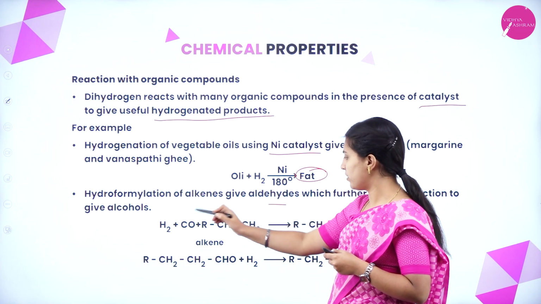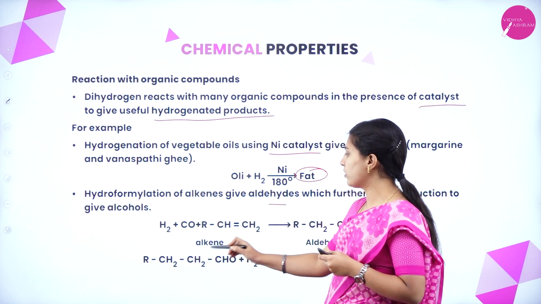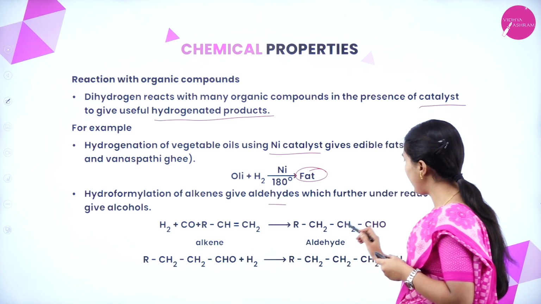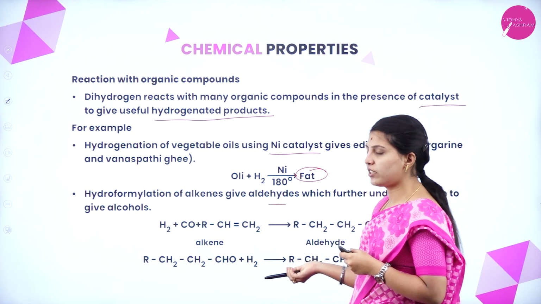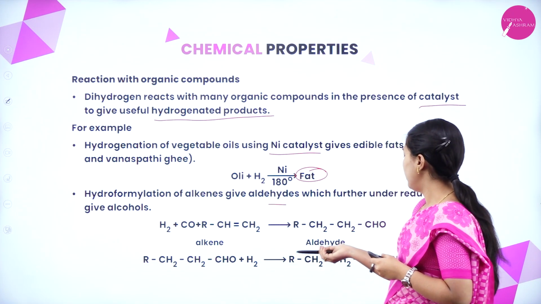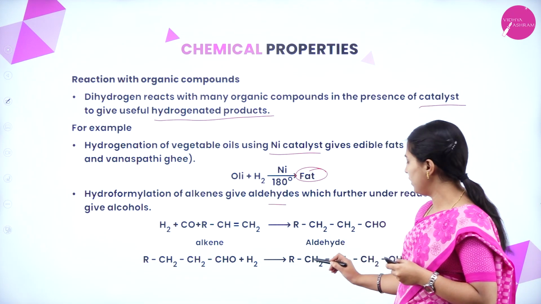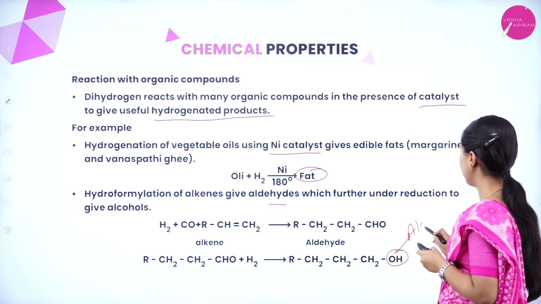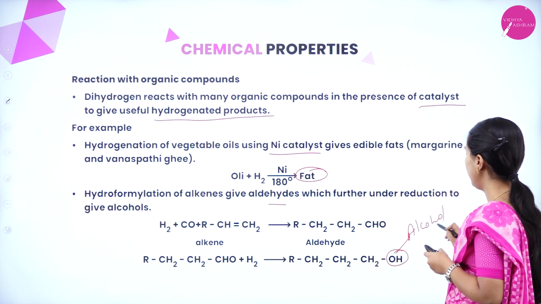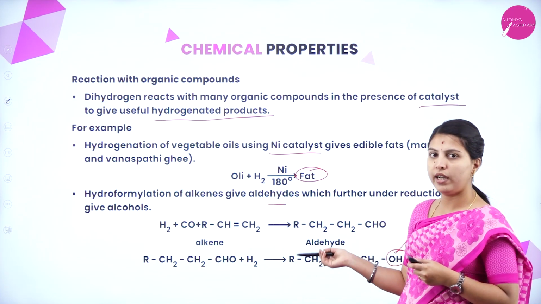Here hydrogen is treated with carbon monoxide and alkene. What will it form? Aldehyde will form. If that aldehyde is reduced again, meaning hydrogen is added, it will form alcohol. This is alcohol. First aldehyde, then it later reduces to alcohol.